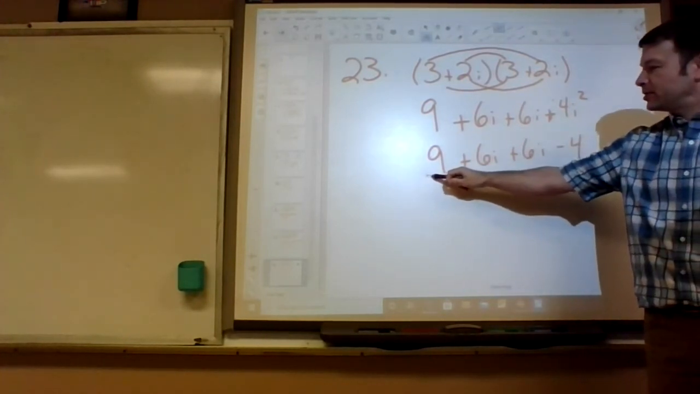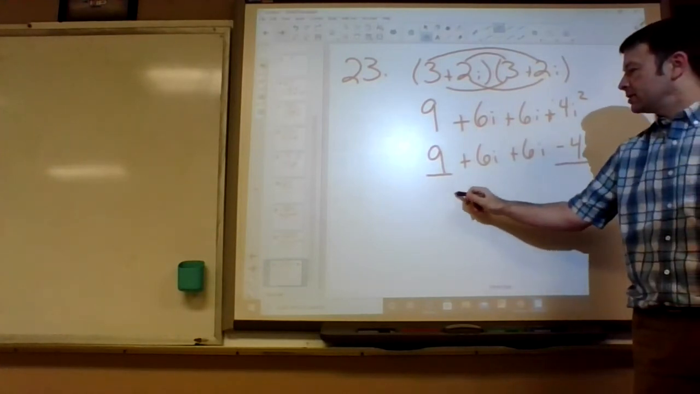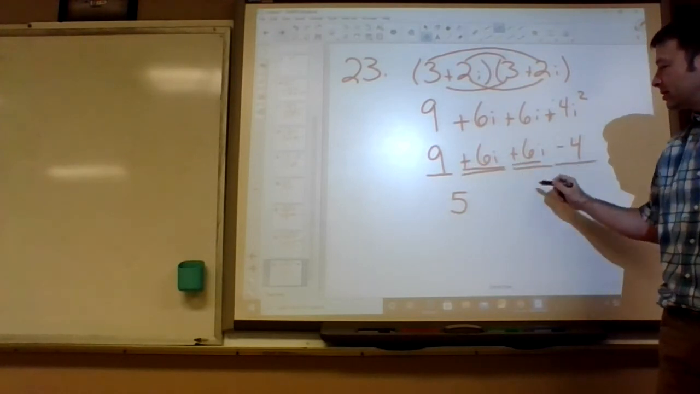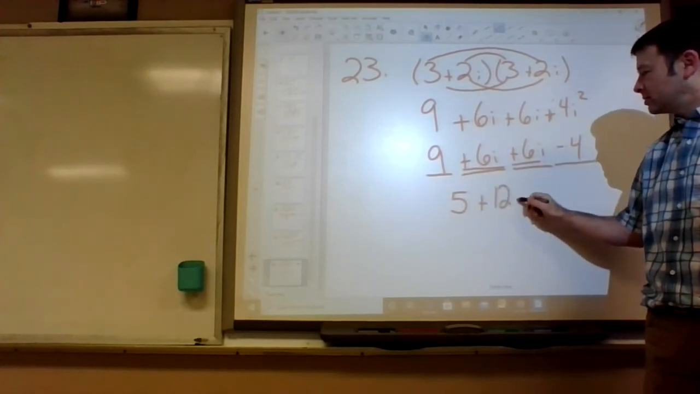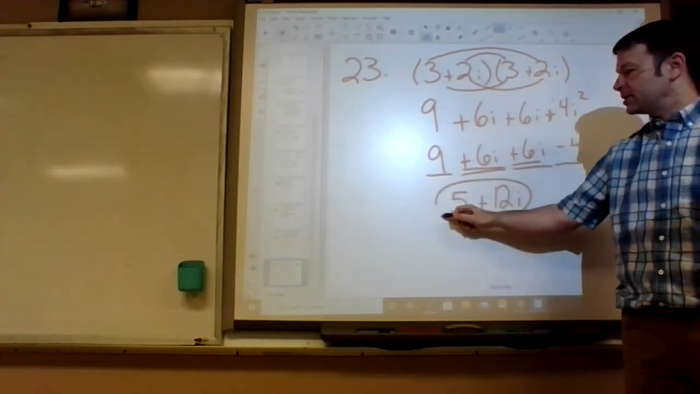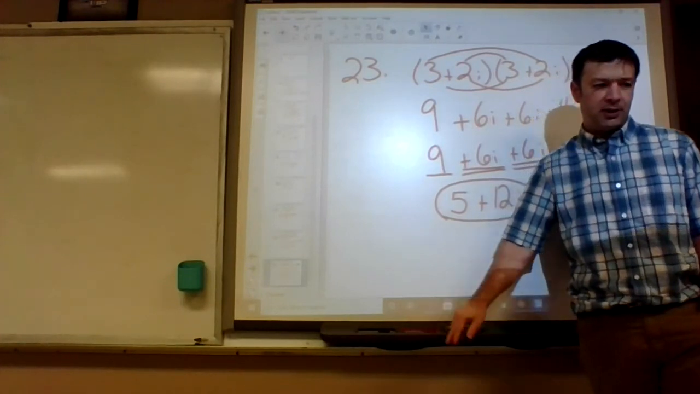So I'm going to start with the normals. 9 minus 4 plus 6i plus 6i. Why is it not 12i squared? That's multiplied. i squared means i times i. I only have to multiply.